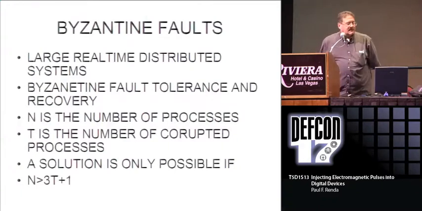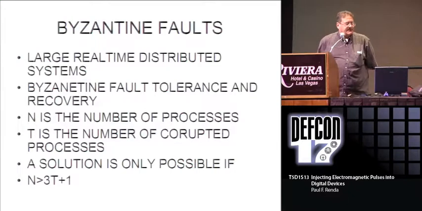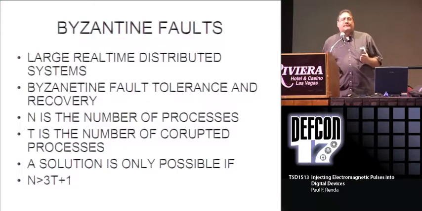Byzantine faults. They're in large real-time distributed systems. Byzantine fault tolerance and recovery. N is the number of processes. T is the number of corrupted processes. This is only possible if n is greater than 3t plus 1. It basically works out that if you have 100 devices and more than a third of them are giving you erroneous readings, you have a serious problem. This comes more into effect if you have serious real-time systems, fly-by-wire, any type of real-time process control, chemical process control, where there's a real issue with just correct computing.